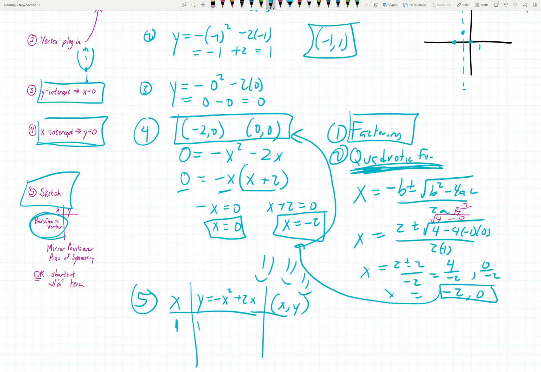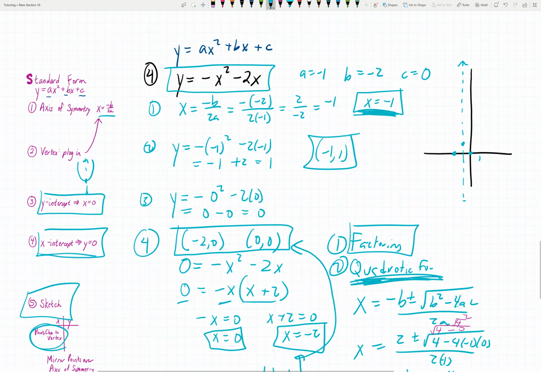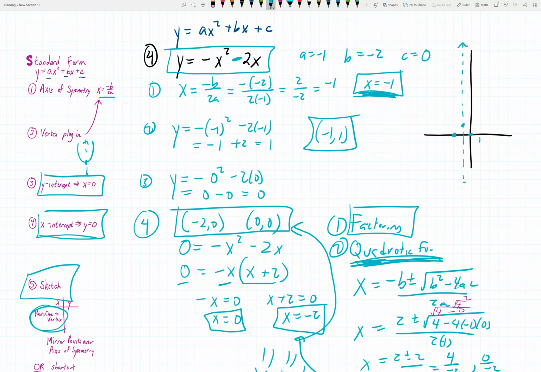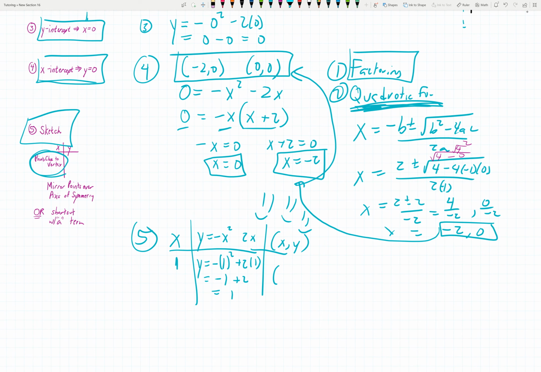So if I plug in a 1, I'll get y equals negative 1 squared plus 2 times 1, which is negative 1 plus 2, which is 1. Oopsie. Something funny happened there. Oh, I copied my problem wrong. It was minus 2x. This should be minus, which makes that minus, which makes that minus. So negative 1 minus 2 is negative 3. So I have (1, -3).